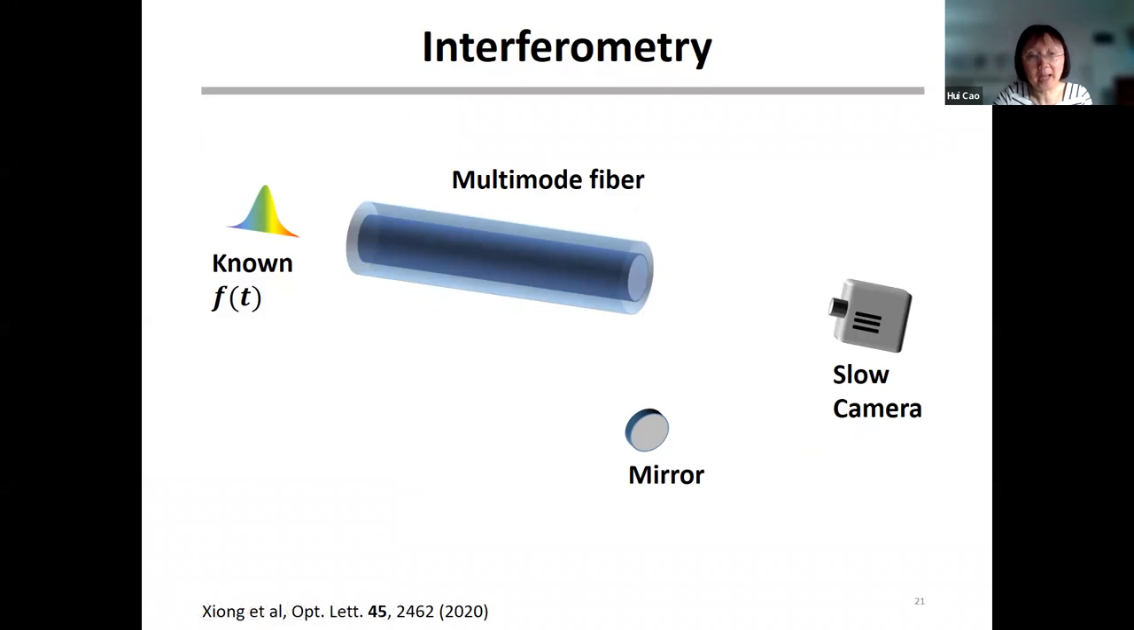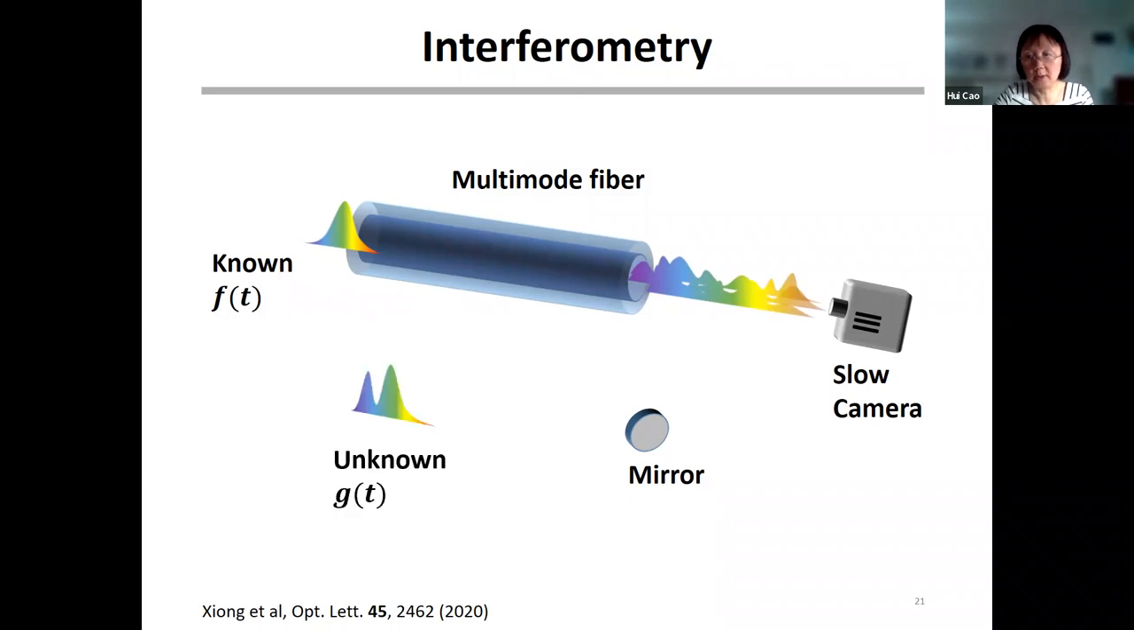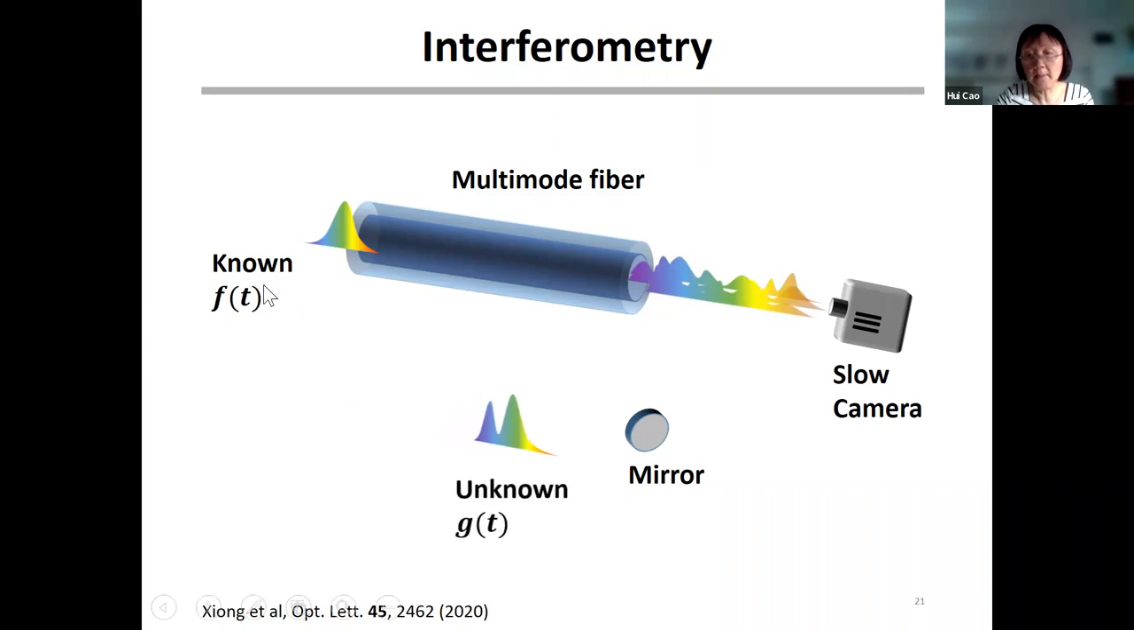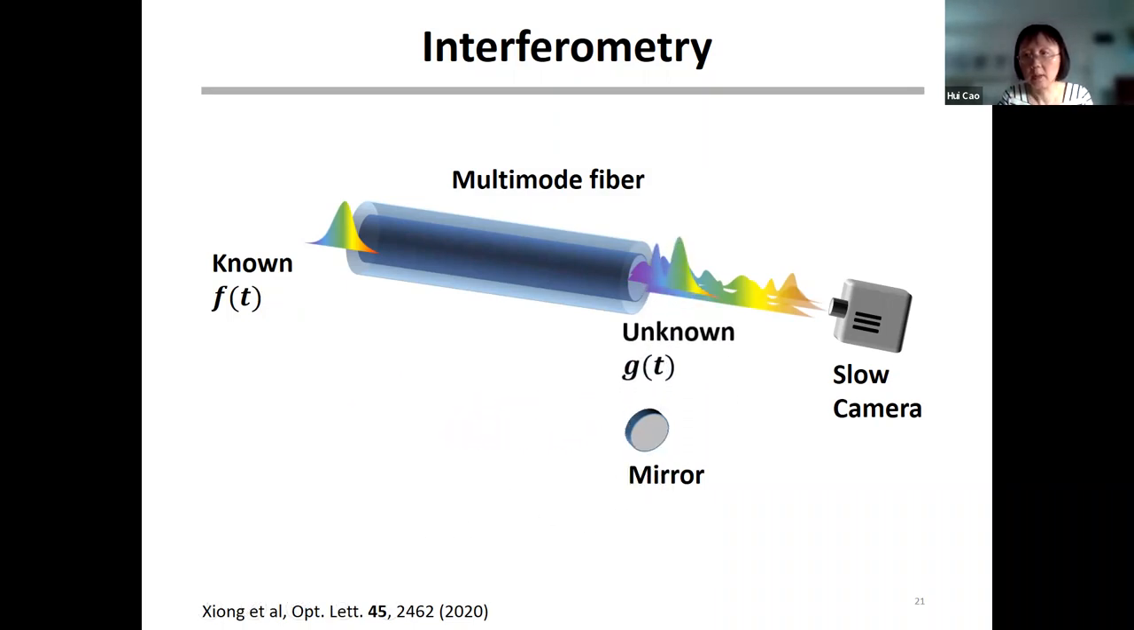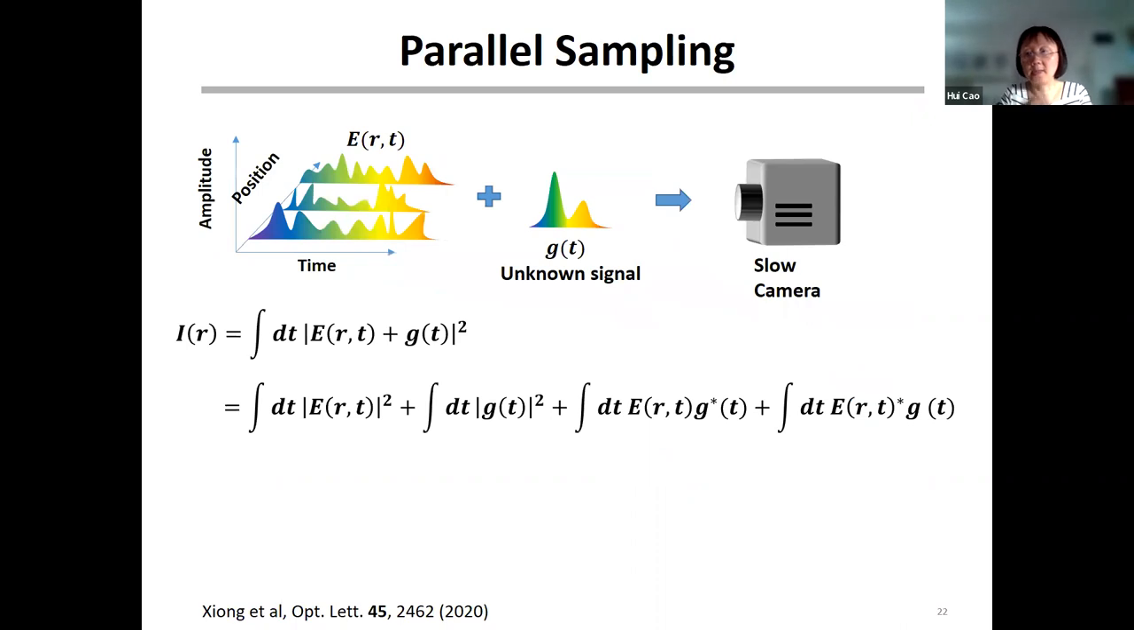Okay, so now we have a known pulse, and we send it into a multimode fiber. As I said, the modes are stretched and distorted, and they generate a very complex spatial temporal speckle pattern at the output of the fiber. Then we have an unknown signal, but what we require is that this unknown signal is phase coherent with the known pulse. We combine it with this spatial temporal speckle and measure their interference signal using a slow camera. We are not doing this time resolved. We just integrate the interference in time, and from that we get a speckle pattern. We want to use this speckle pattern to recover the unknown signal. This can be done with a single shot, and we can recover both amplitude and phase.